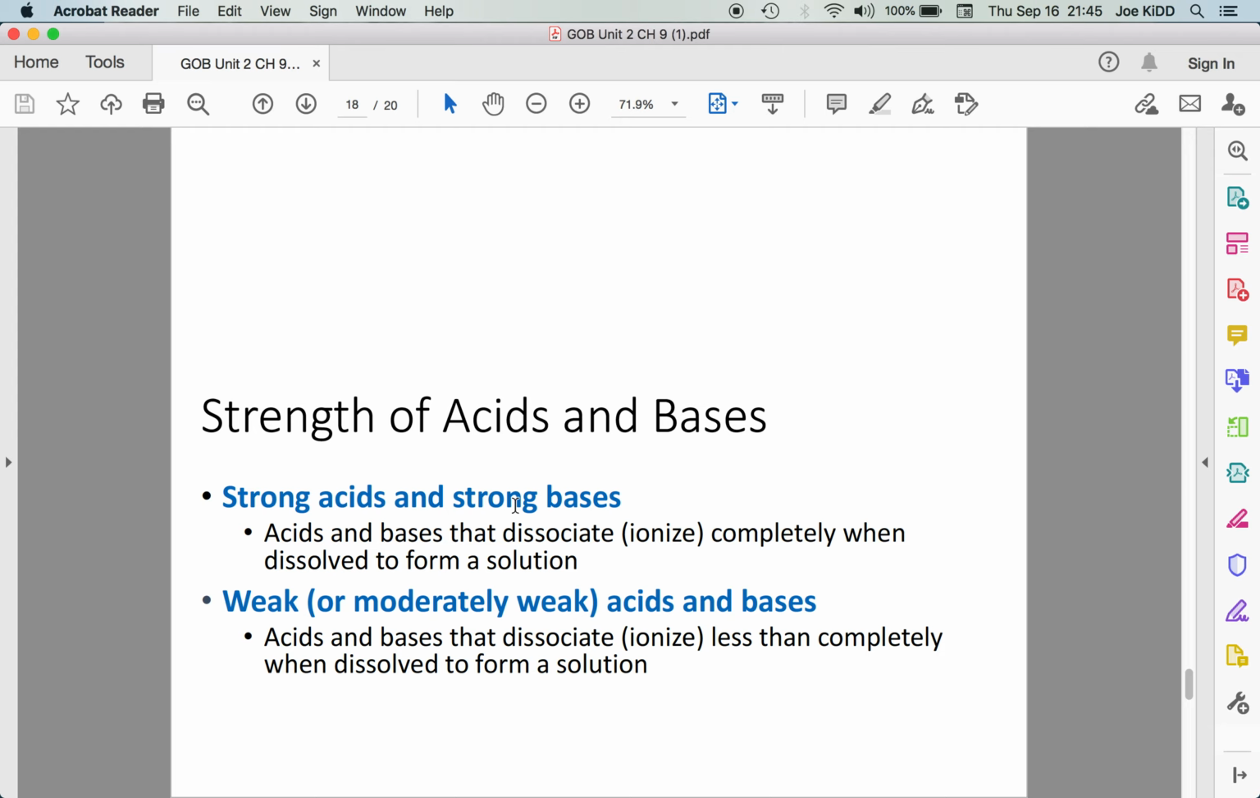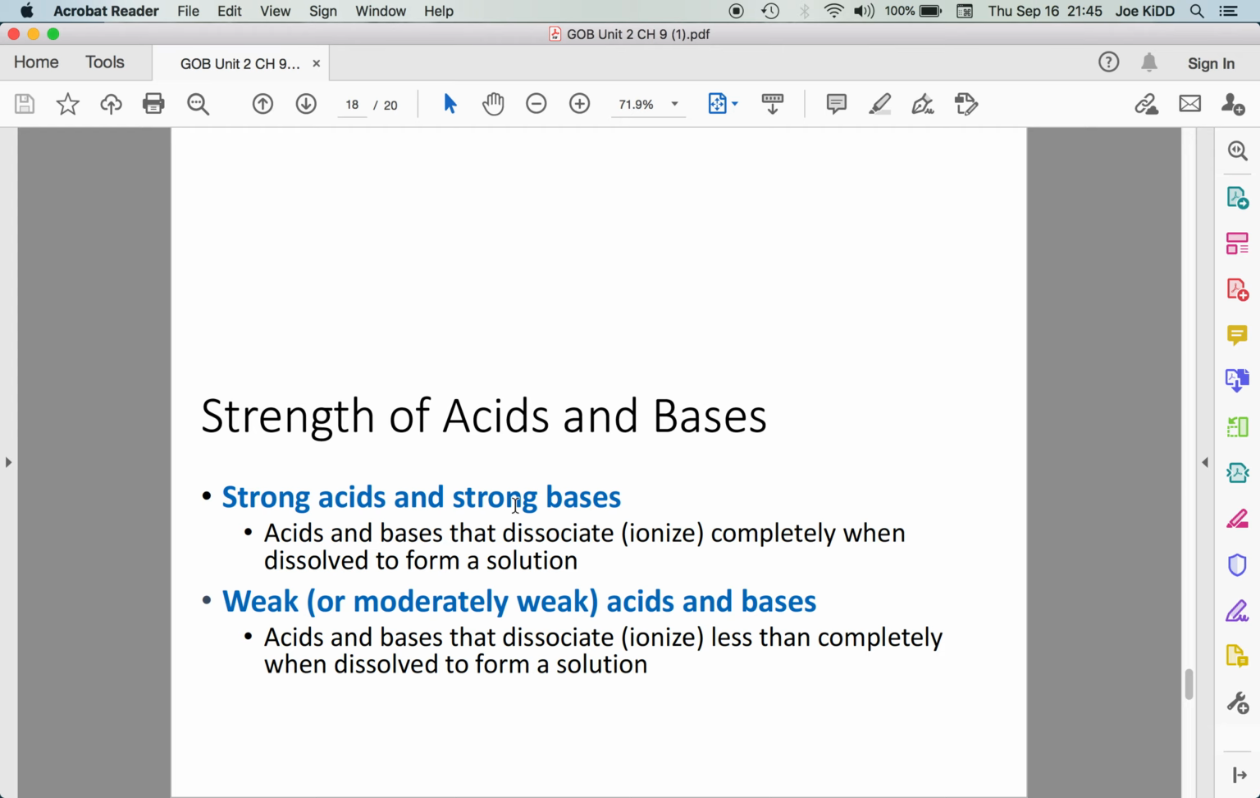Moving on from naming acids and dealing with their pHs, we want to talk about relative strengths of acids and bases, and what that term really means. A lot of times the concept of a strong acid or a strong base is mistakenly confused with how dangerous that strong acid or strong base might be.